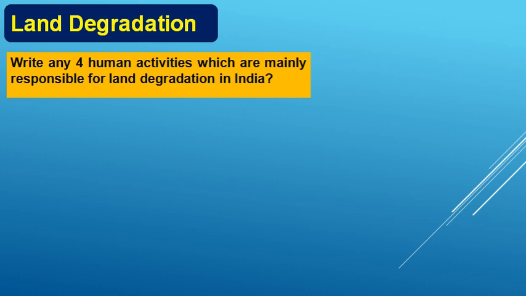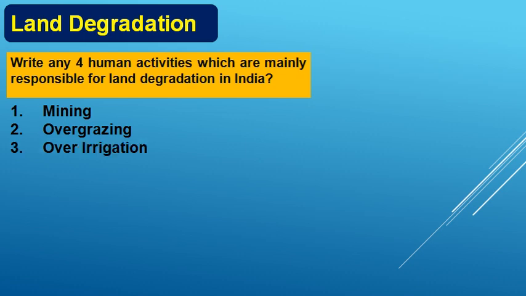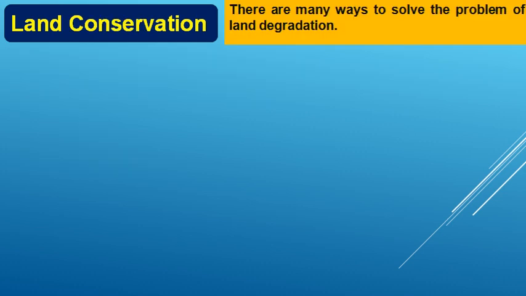Now the question that is asked is, write any 4 human activities which are mainly responsible for land degradation in India. First reason is mining, and you know the reasons what all happens. Second one is overgrazing. Third is over irrigation, and the fourth one is mineral processing. Now these are the 4 main reasons, and you should know to elaborate them.